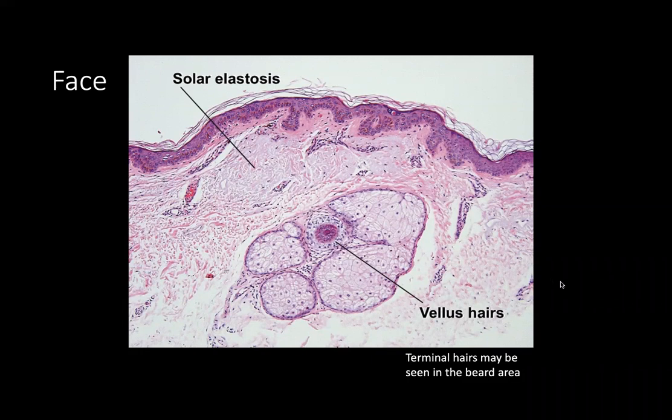Terminal hairs may only be seen in the beard area. So if you biopsied somebody's cheek in the beard area versus their central face cheek that doesn't have the beard, you're going to see different histology there. So keep that in mind.